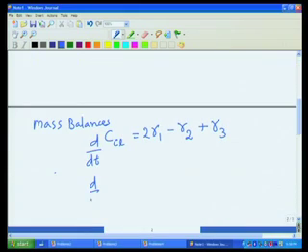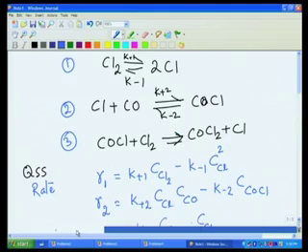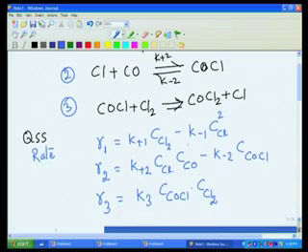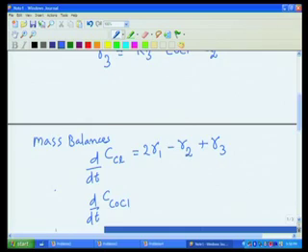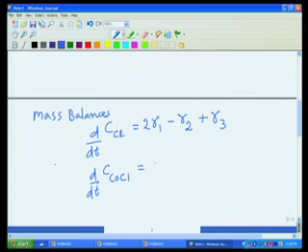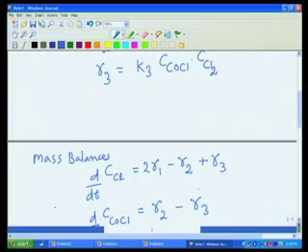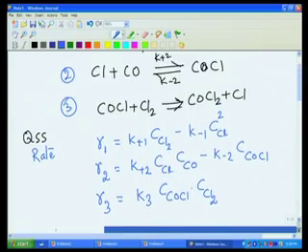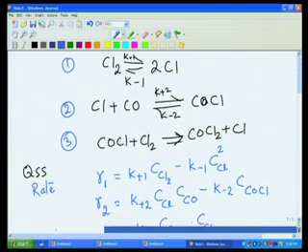Let us write the mass balance for COCl. What is happening to COCl? It is getting formed in the second reaction and getting consumed in the third. Okay. So, R2 minus R3.